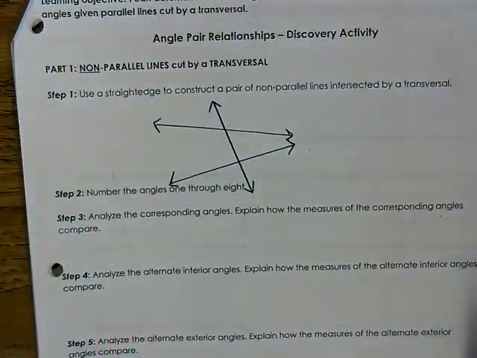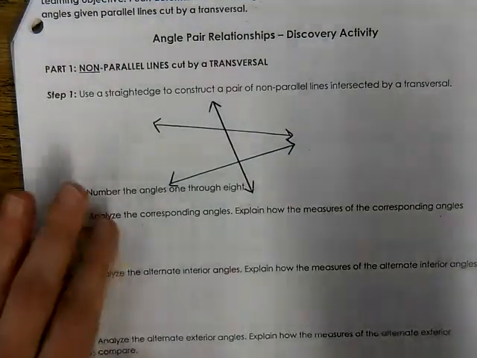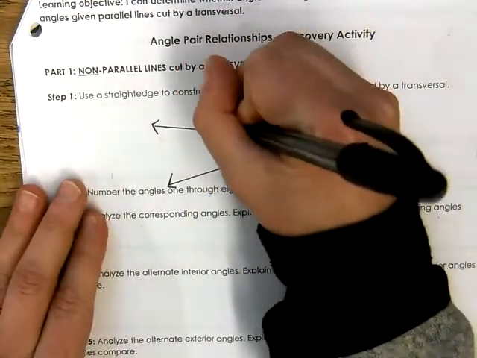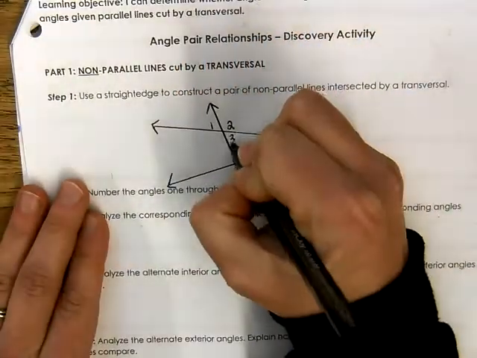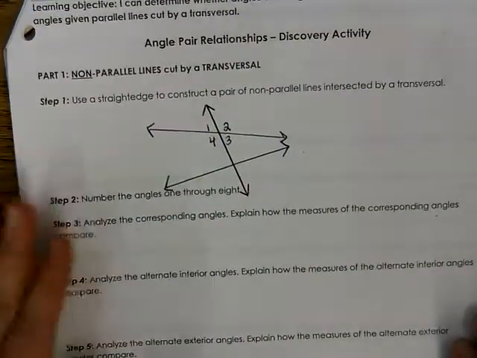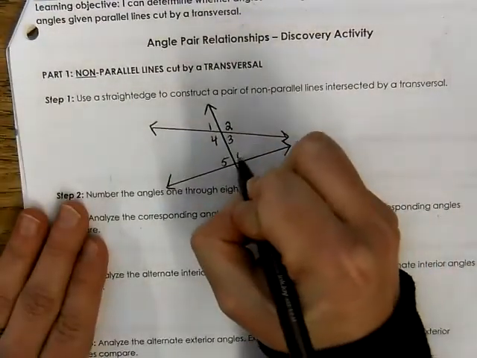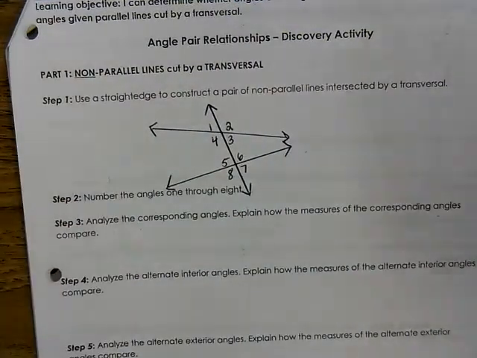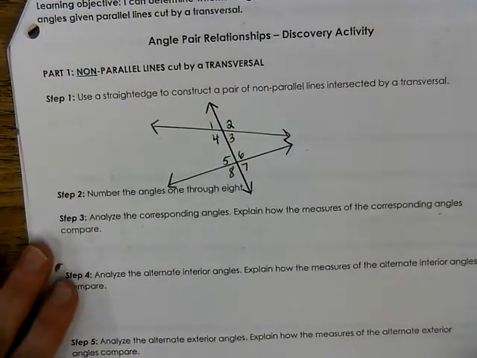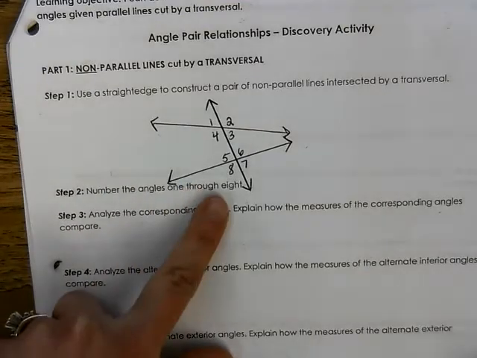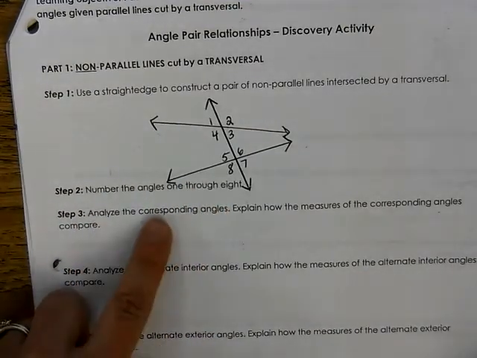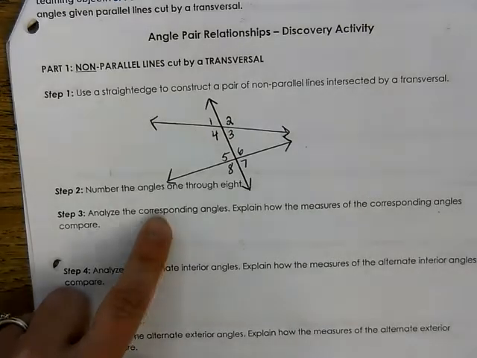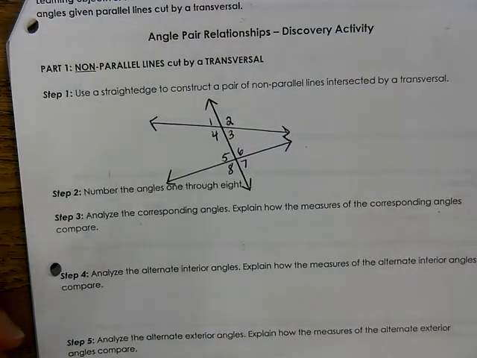And now what we're going to do is label our angles in the following way. We're going to label this angle 1, angle 2, angle 3, and angle 4. Angle 5, angle 6, angle 7, and angle 8. So please make sure that your angles match my angles. The next thing we want to do, now that we've numbered our angles 1 through 8, is analyze the corresponding angles. So let's go ahead and look for a pair of corresponding angles and see what happens.